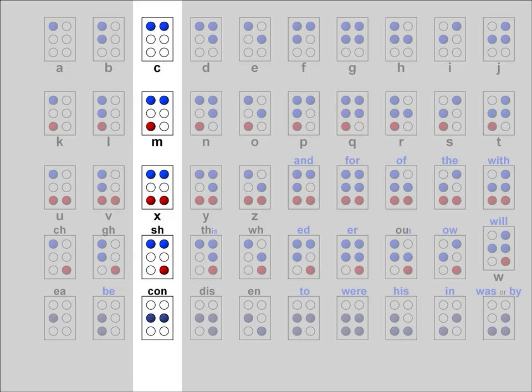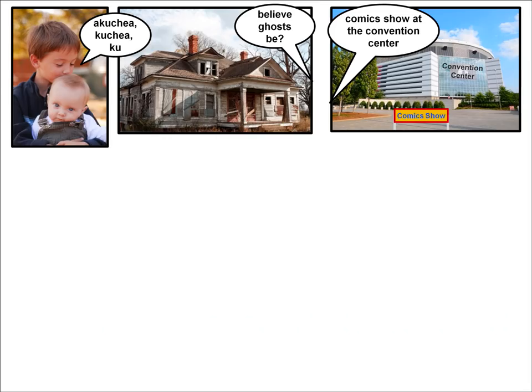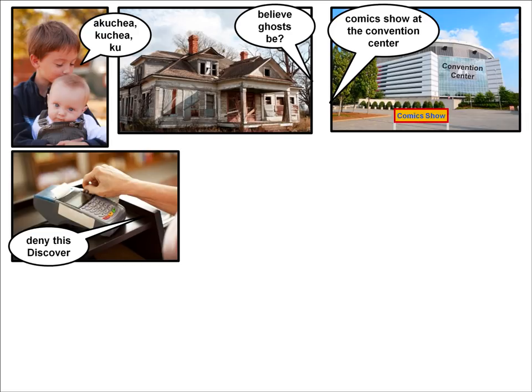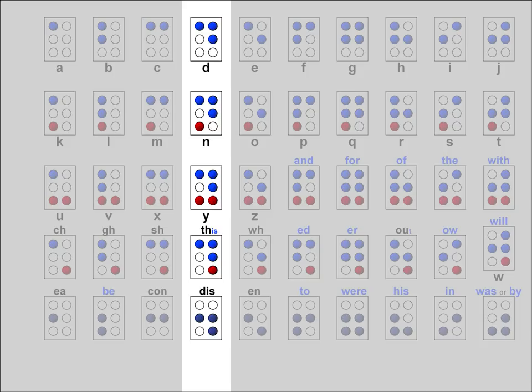C-M-X-S-H and C-O-N, or comic show at the convention center. So your dad's really excited too and wants to take you. So you get to the ticket booth and your dad hands them his Discover card. But unfortunately, they run it and hand it back saying, I'm sorry, sir, we're going to have to deny this Discover. Which helps us remember the D column.